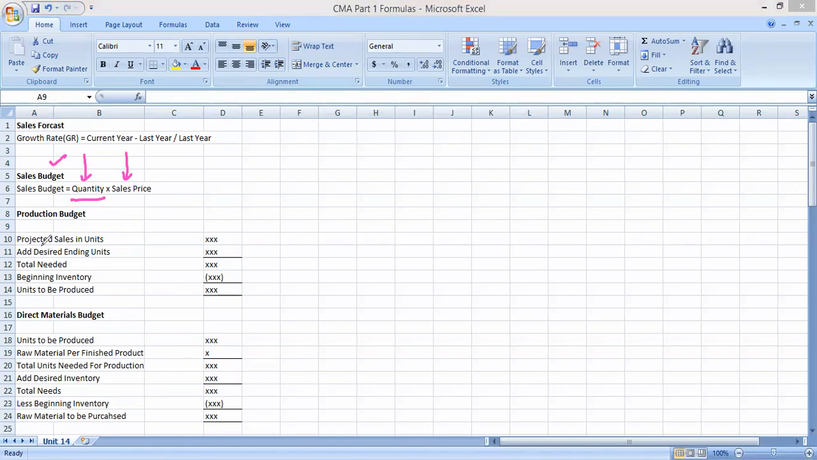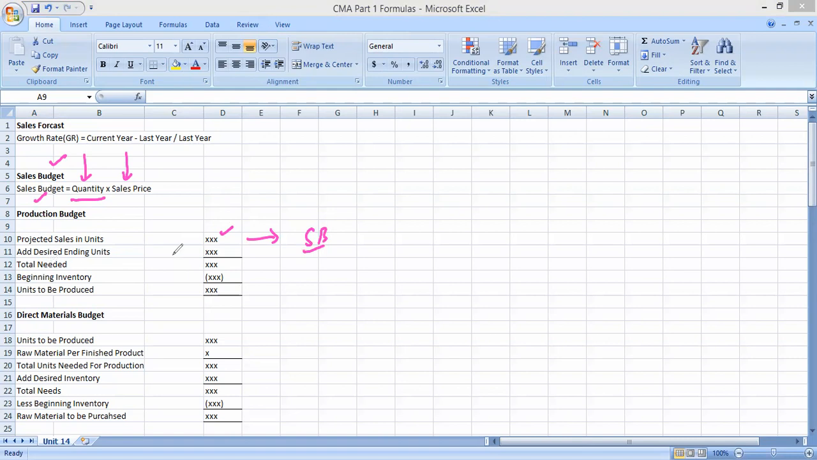Now come to the production budget. You know that the sales budget is the starting budget. This is the first budget we should know. Once we have the sales budget, we can look at another budget. So after the sales budget, we prepare the production budget. Which formula do we use? We say projected sales in units, which will come from the sales budget.